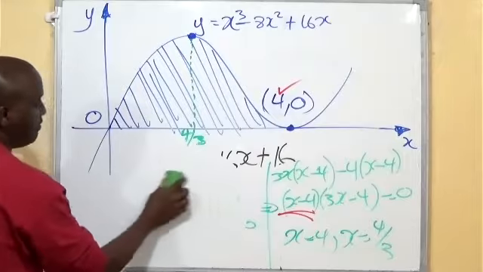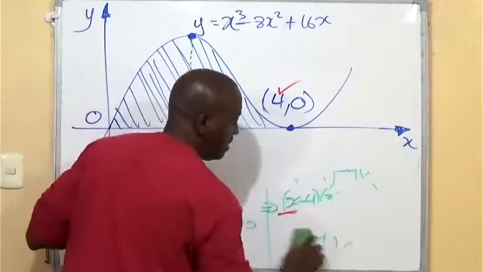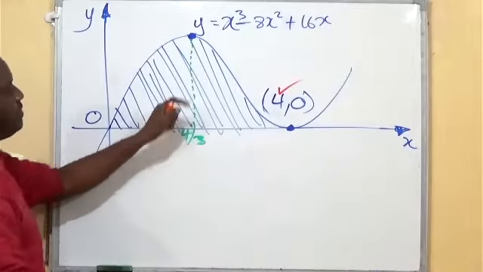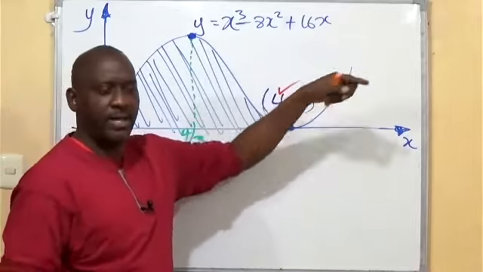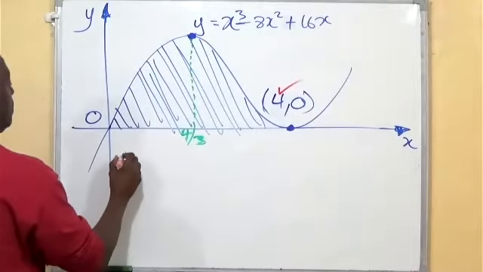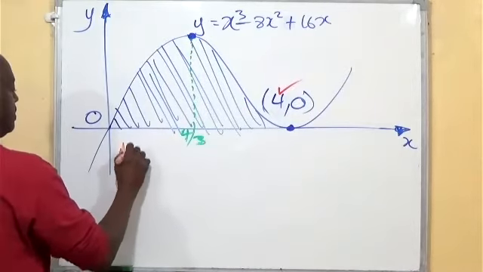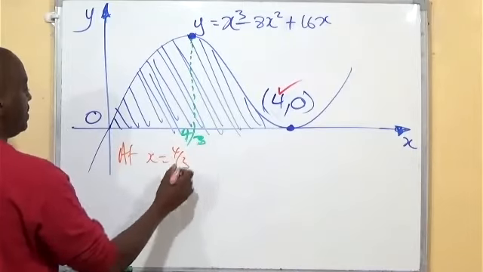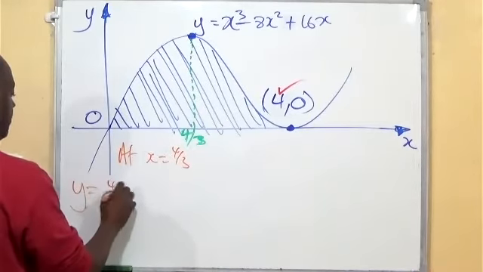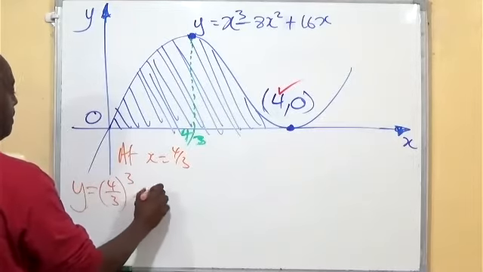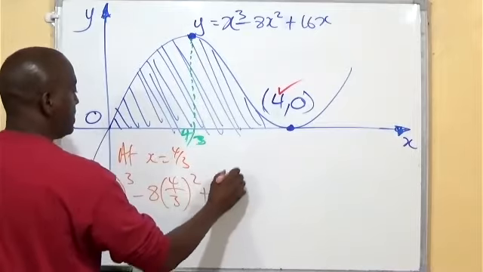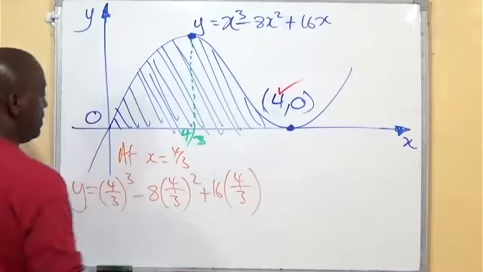So again, they ask us to find the coordinates of the other turning points. So if we have the x coordinate, it means we have to find the y coordinate. And that will give us the coordinates, plural. So at x equal to 4 over 3, y is equal to, I need all the space I could get here, 4 over 3 cubed minus 8 by 4 over 3 squared plus 16 by 4 over 3.